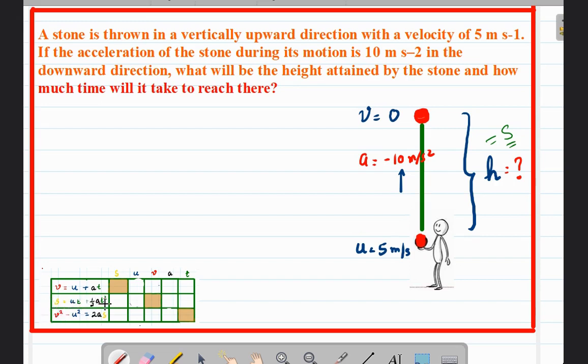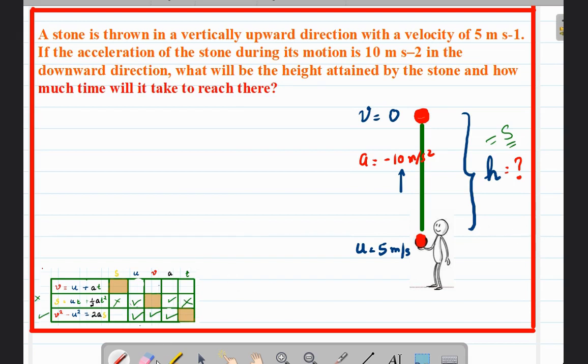As you can see in the second equation, I don't know t and I don't know s. That means out of 4 variables, 2 are unknown to us and 2 are known to us. So we cannot use the second equation here. Now let's move to the third equation. In the third equation, I know the value of v, I know the value of u, and I also know the value of a. So that means using the third equation, I can find my height.